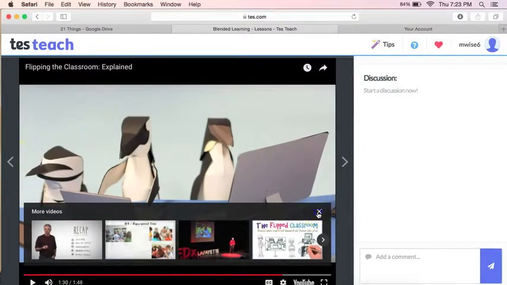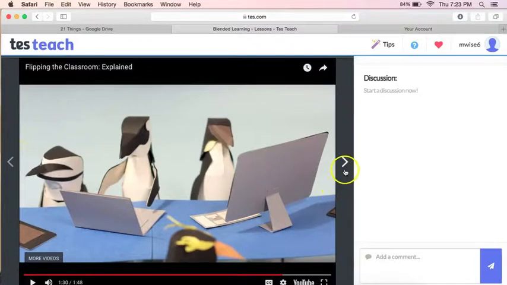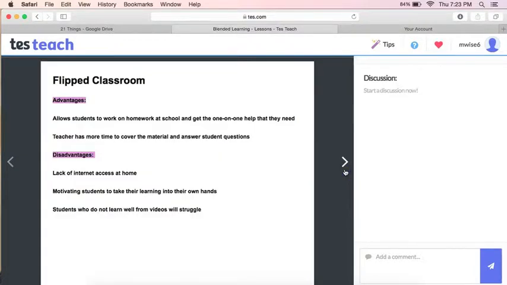Okay, so that's a brief overview of the flipped classroom. Obviously, the advantages of this are that students get to work on the homework at school, they get that one-on-one help that they need, and the teacher has more time to cover the material and answer student questions.